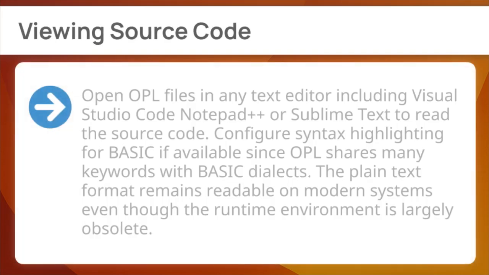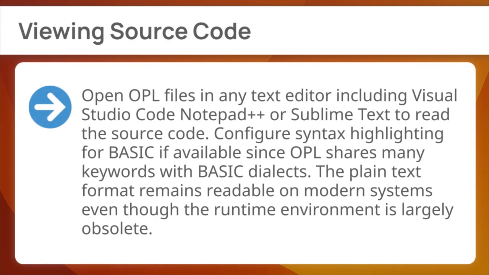First, viewing source code. Open OPL files in any text editor, including Visual Studio Code, Notepad++, or Sublime Text to read the source code. Configure syntax highlighting for BASIC if available, since OPL shares many keywords with BASIC dialects. The plain text format remains readable on modern systems, even though the runtime environment is largely obsolete.